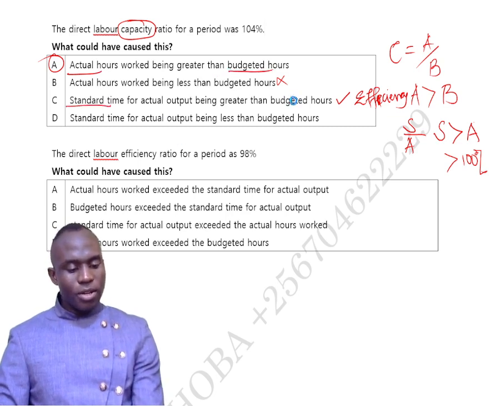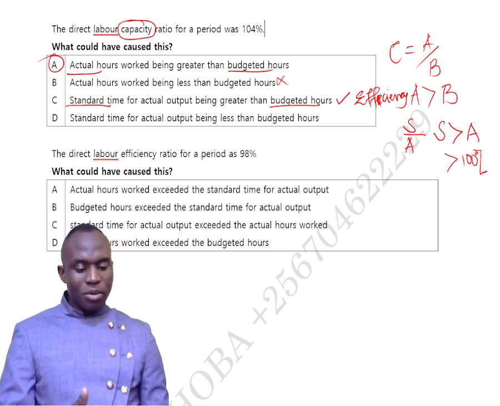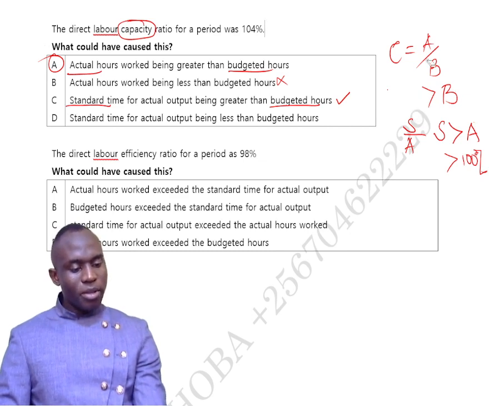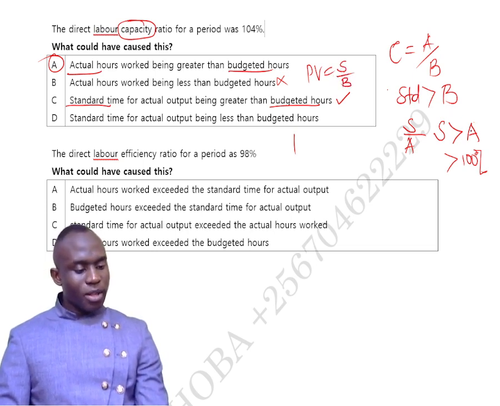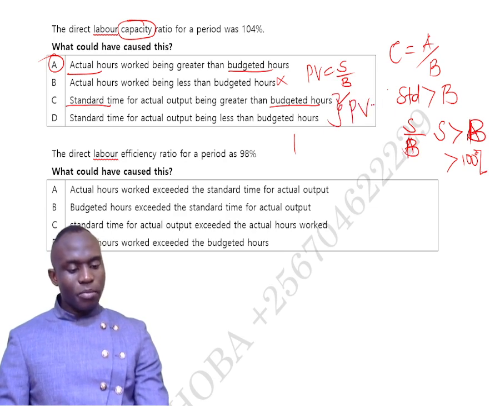It is not standard and budgeted. So actually, this last one shouldn't be capacity. It should be, no, it shouldn't be efficiency. It should be production volume. Because we are not comparing actual, we are comparing standard with budgeted. And if the formula for production volume is standard hours divided by budgeted, when standard is greater than budgeted, it means the ratio is greater than 100. So this one would have been for production volume.